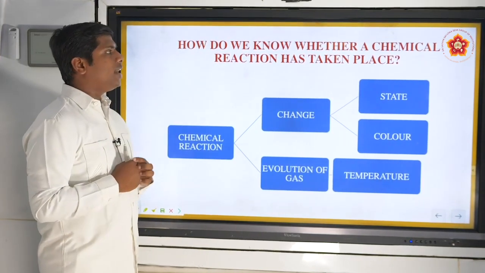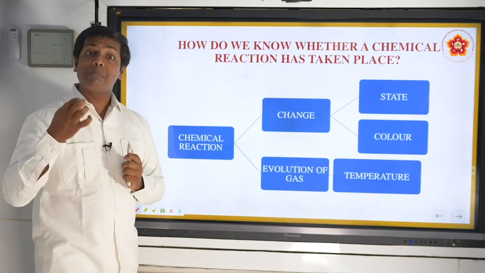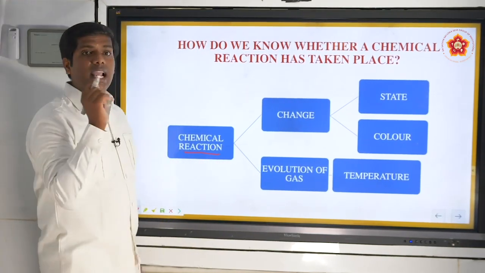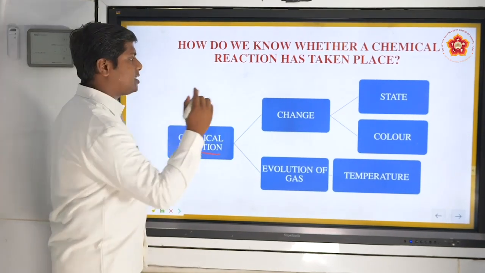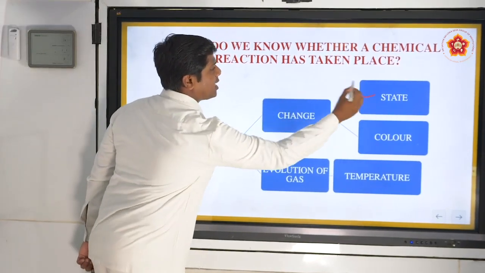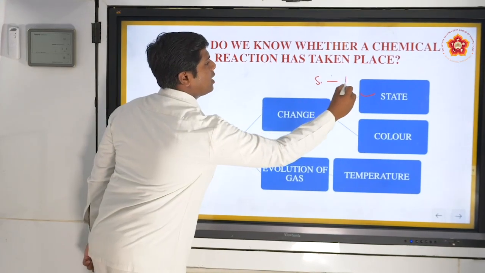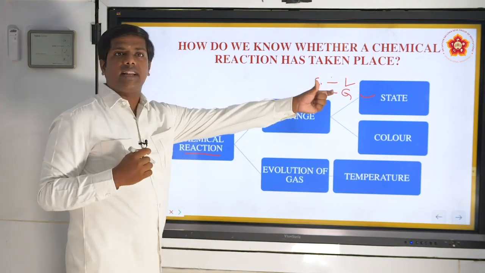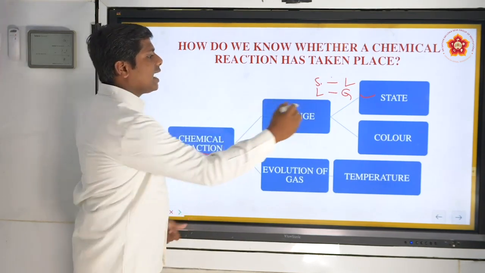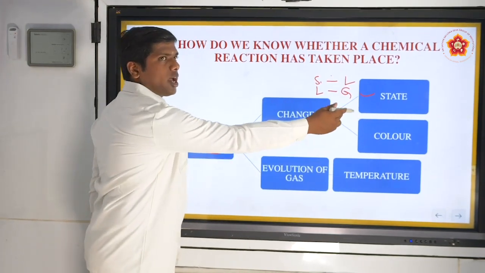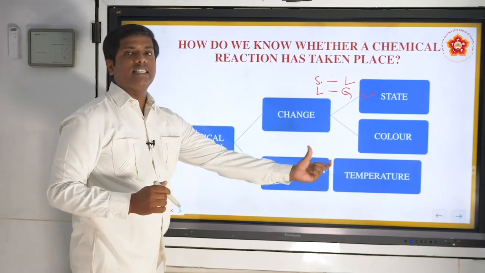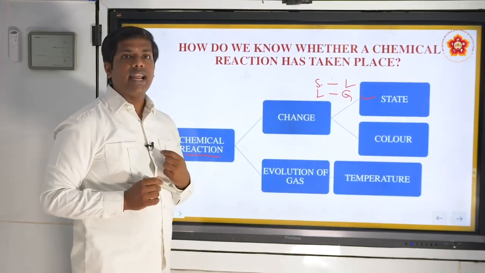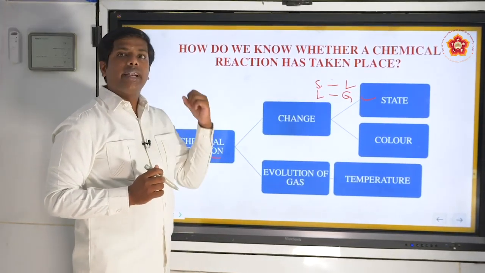How do we know whether a chemical reaction has taken place? Yes, children, a chemical reaction has taken place if there are changes like change in state, that is from solid to liquid, liquid to gas. These are the changes in state. Next, change in color, from colorless to yellow color. Evolution of gas, that is change in temperature. These are the criteria by which we can decide that a chemical reaction has taken place.